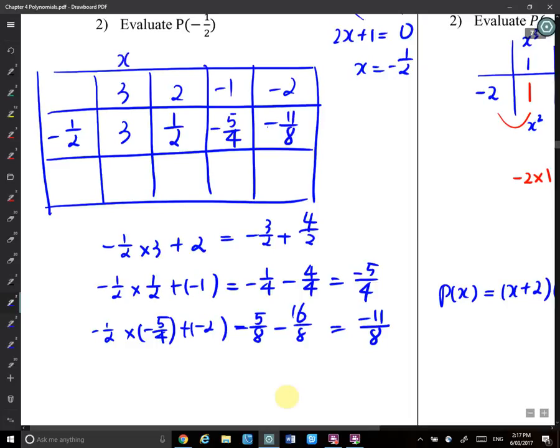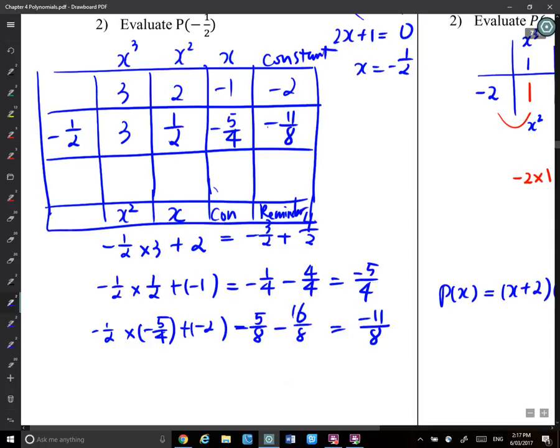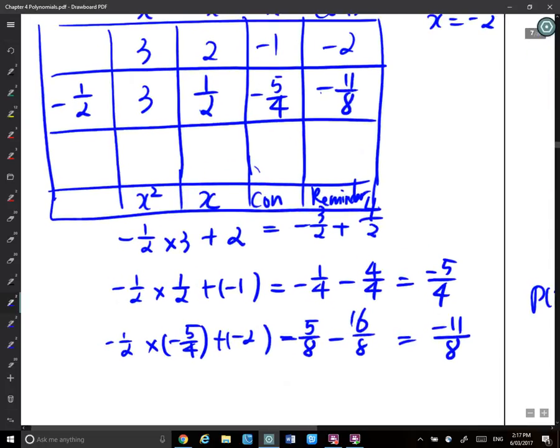So that is the x cubed term, that's the x squared term, that's the x term, that's the constant term. And later on in the box, you will have all the coefficients for your result. So this one will be the x squared coefficient, that will be the x coefficient, that will be the constant coefficient, and that will be the remainder. Okay, everything reduced by 1.